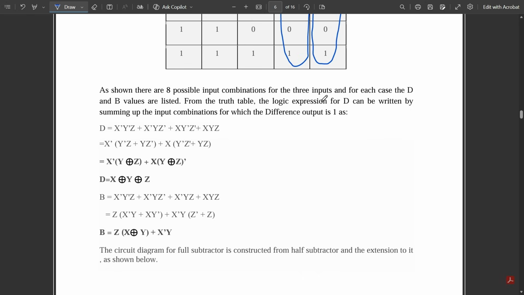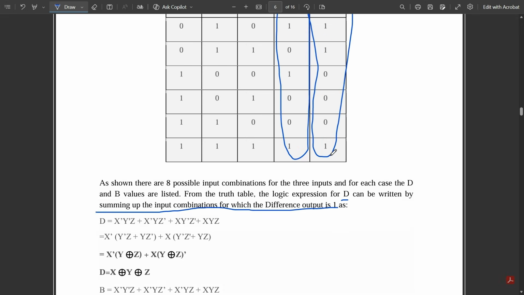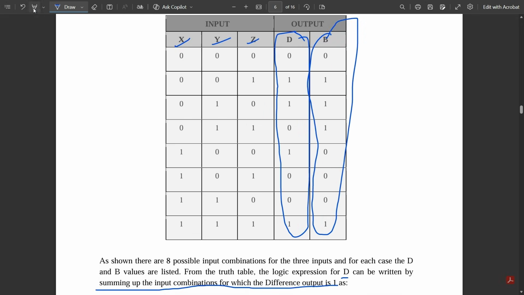Now from the truth table, the logic expression for d can be written by summing up all the input combinations for which the difference output is 1. That is, you should be considering all the 1 values. So here this is 1, 1, 1 and 1. That combination you should be summing up. If we do the combination of 0 0 1, then only you would be getting this one.